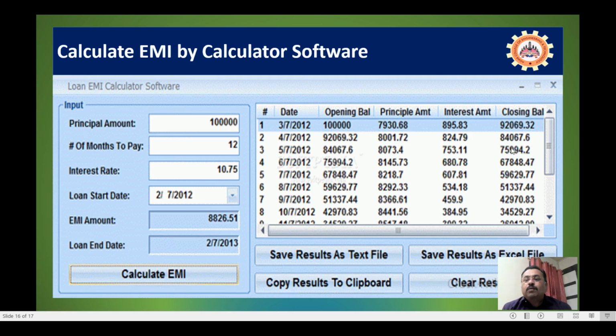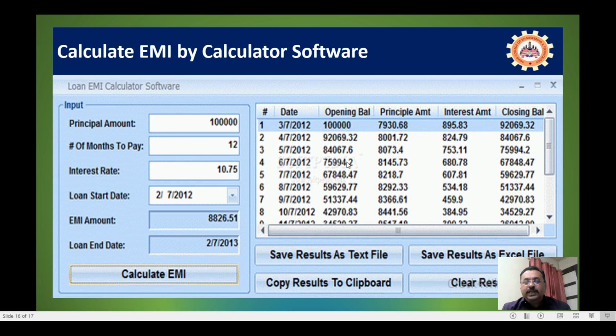Okay, this is the closing amount at the end of that particular year. At the end of the 5th year, it will be 59,629 rupees you are supposed to pay. That is the due. That will be brought over to the opening balance here. And again, the principal amount and the interest you will be paying towards the end of that particular month, and your amount will reduce. Okay, this is a software calculator.